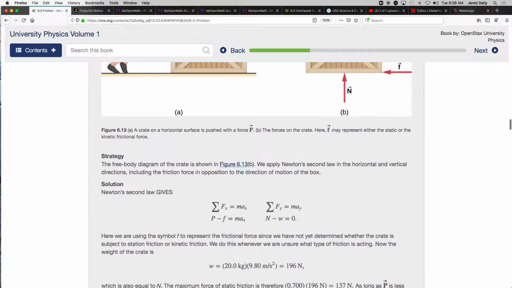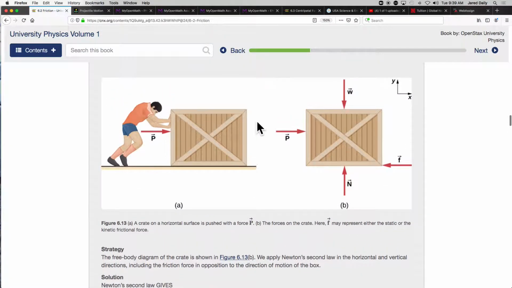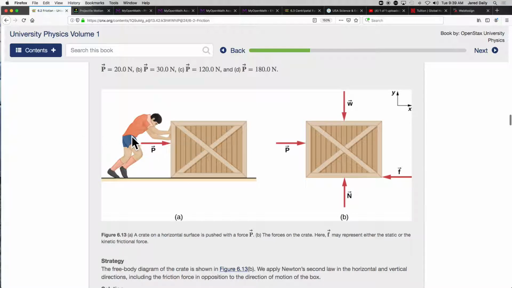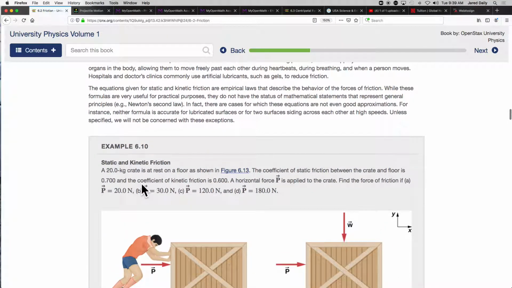And what that means is that this box, no matter how hard you push, as long as you push with less than 137 newtons, this box will not go anywhere. This box will not move until you push harder than 137 newtons, because that's how much friction it can supply backwards. Okay? So he pushes, he starts off pushing with 20 newtons in part A, right?